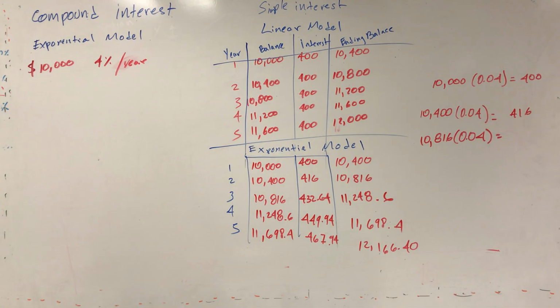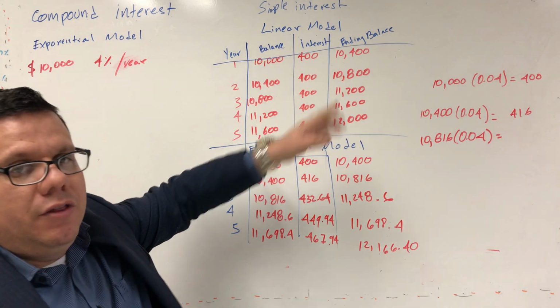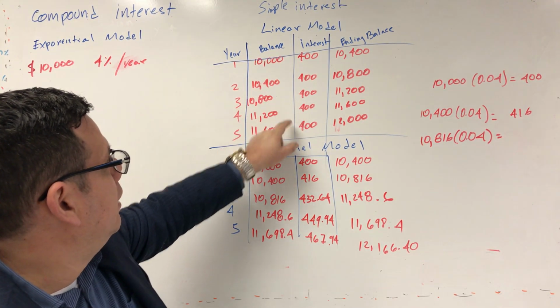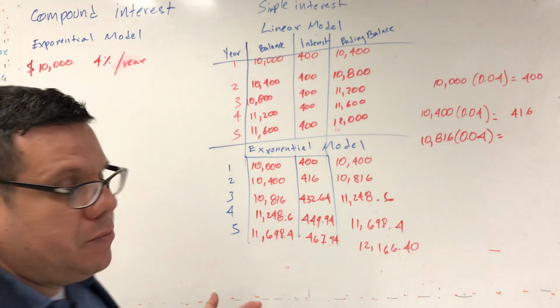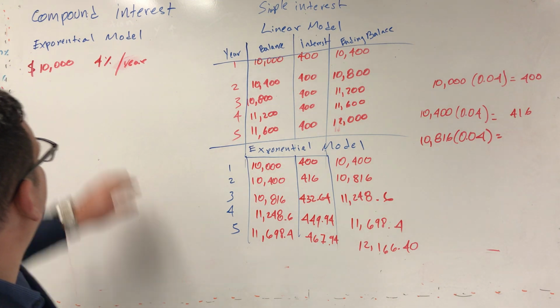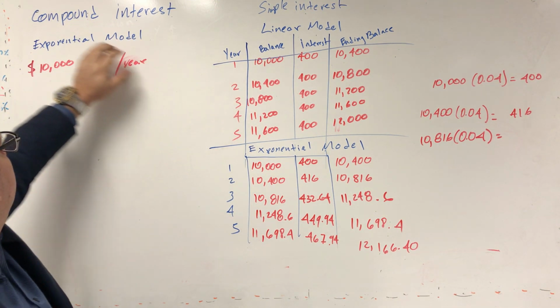Now, what is the trick? What is the difference? In the first model, they will give you the same amount every year, no matter that your balance is increasing. But with the exponential model, which is more like the compound interest, this is simple interest, this is compounded.